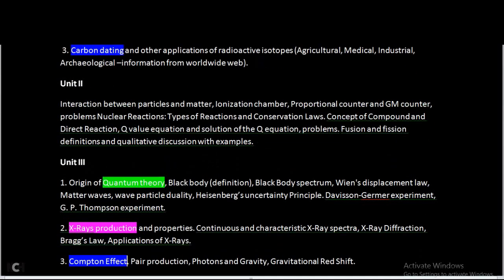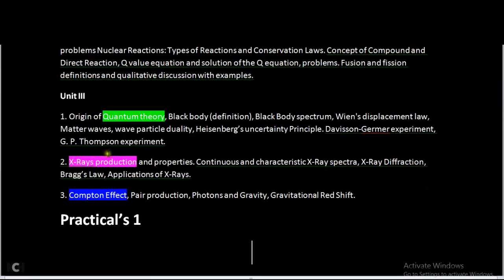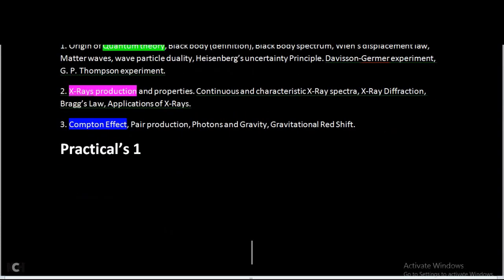Then unit 3, quantum theory. Okay, black body, all this. Then the Davisson-Germer experiment, you also studied in class 12, Wien's displacement law, all these. Then the Thomson experiment, you have to do in this part 1 of unit 3. Then X-rays production, this is also well versed with you students from class 12. Then the Compton effect, production of X-rays, then characteristics, then photons, gravity, gravitational redshift and all. Okay, then it will conclude with the practical sessions. You have all the practicals related to these particular units and topics in semester 1.